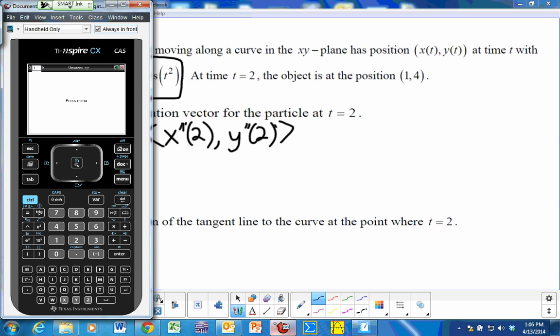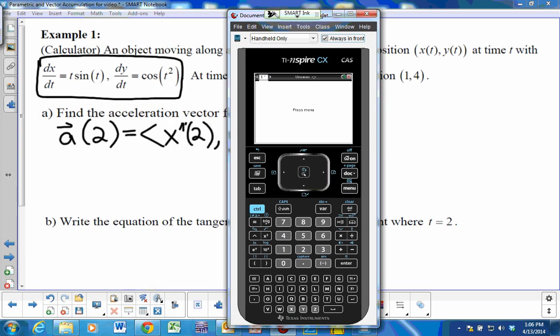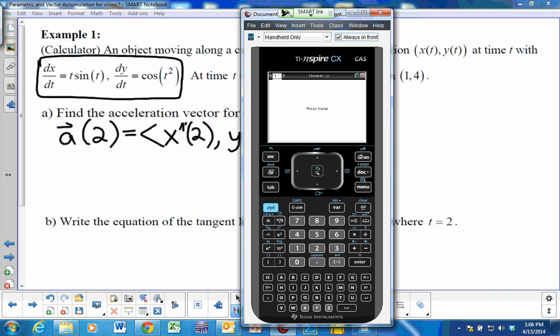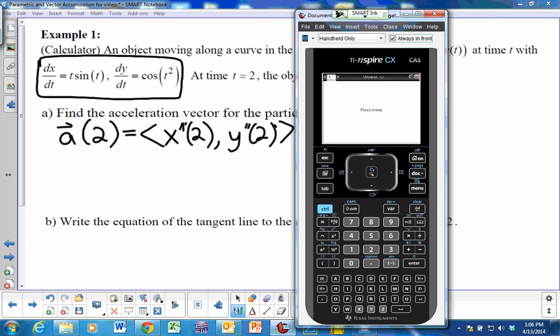So on the calculator, what we want to do is let it do the derivative and plug the number in without me doing a whole bunch of work. Now there's a couple of ways to do this. So I'm going to show you one way to do it, and then I'll show you another way. I'll do it one way for the x vector and a different way for the y vector.